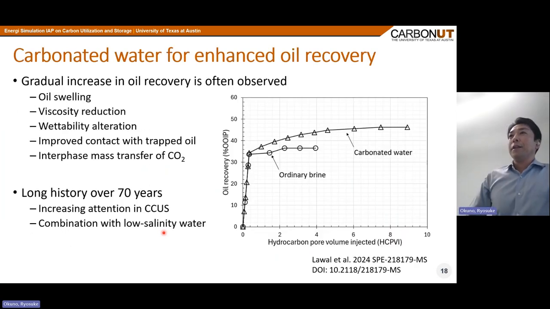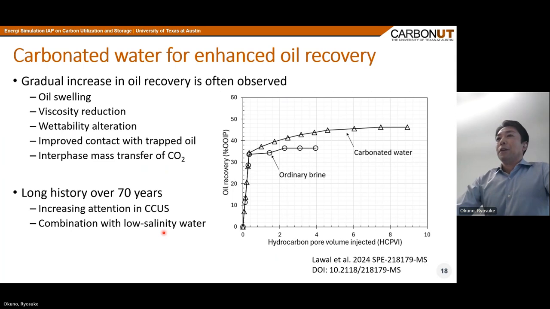So, another potential application of nanobubble technology is for enhanced oil recovery. It's natural to start with carbonated water as an introduction to nanobubble dispersion, because basically nanobubble dispersion is the enhanced carbonated water, as I mentioned in the previous slide. Carbonated water has a long history, over 70 years, and it's increasing attention again in the context of CCUS and also in combination with low salinity water.